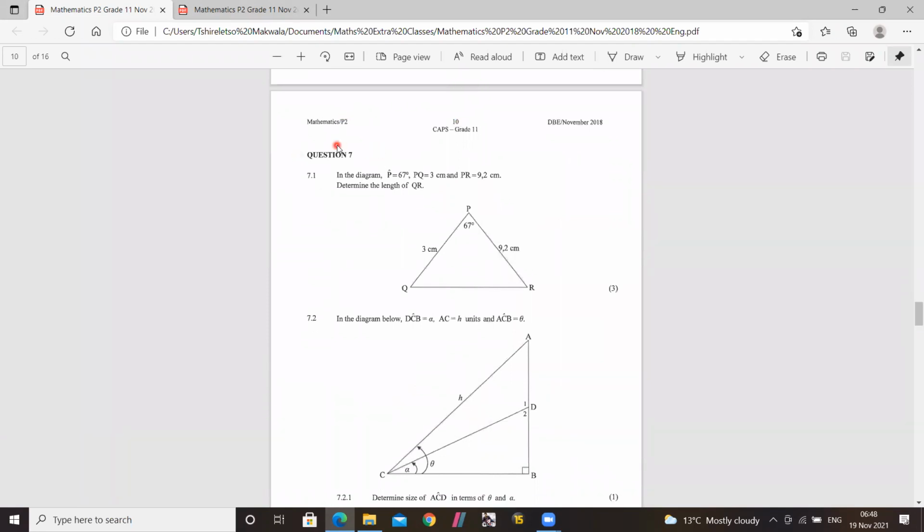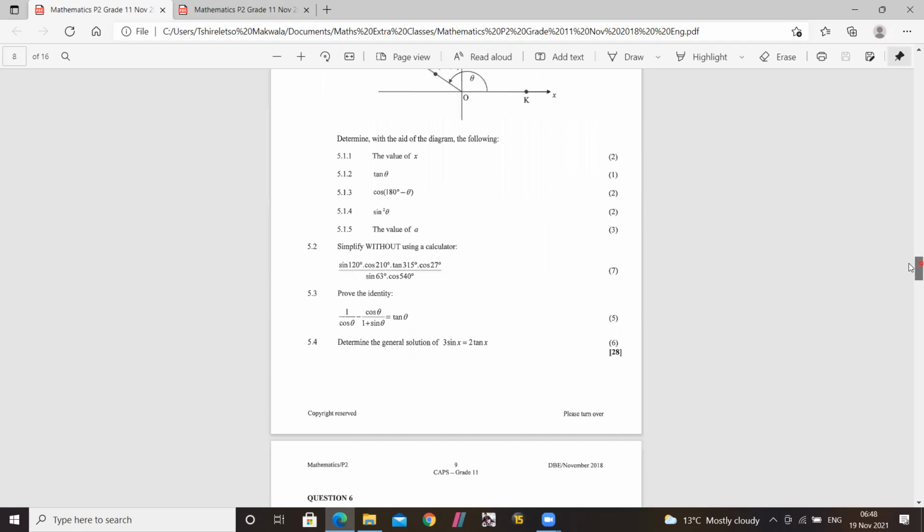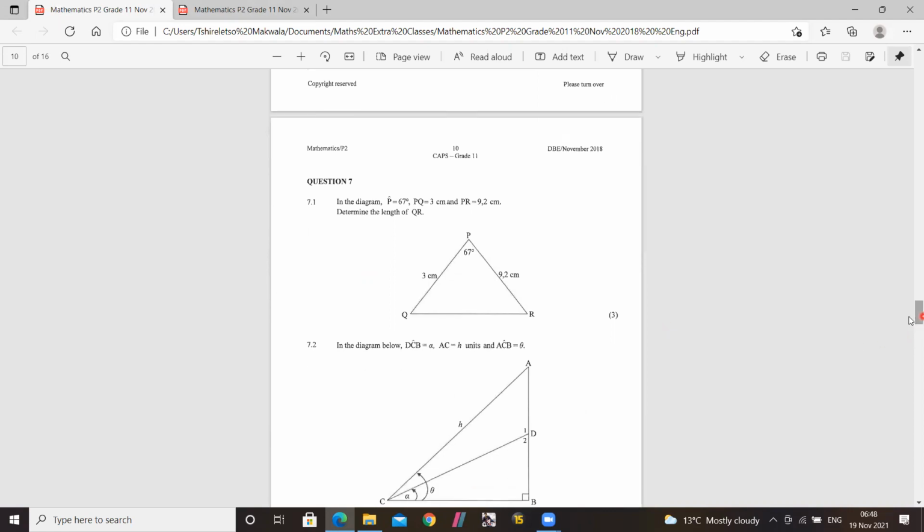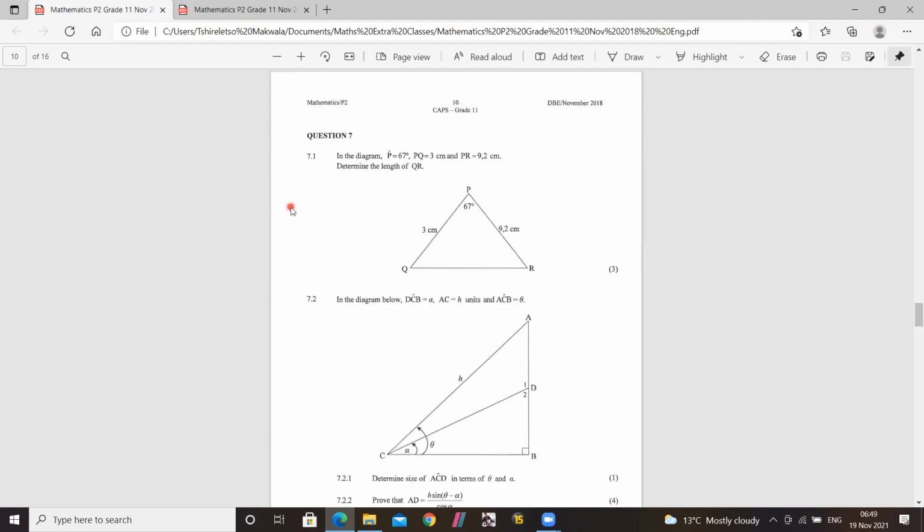So let's go to question 7. Like I said, with trigonometry, it's either going to ask you those cofunctions, or determine the general solution, or prove the identity. Or you're going to have to use a diagram, like here. So with this type of question, it's a triangles type of question. They are giving us a triangle as a diagram.